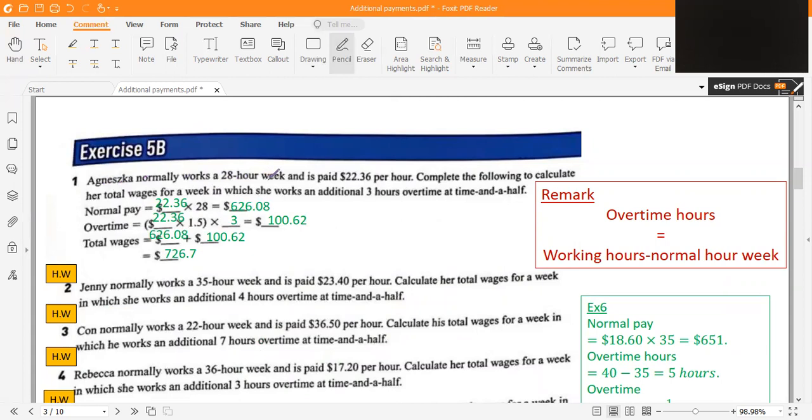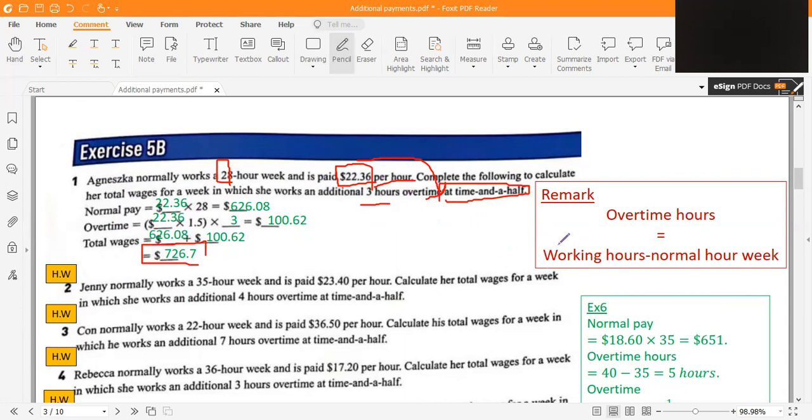In the following exercise, Ajnazika normally works a 28-hour week, so we have 28 as normal working hours per week, and is paid $22.36 per hour. To obtain the normal payment, we multiply the hourly payment by 28 hours. The overtime is 3 hours at time and a half. So we multiply the normal hourly payment by one and a half, then by 3 hours, and add it to the weekly payment to obtain the total wages.